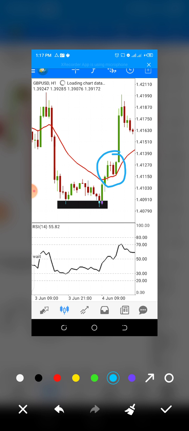So for this right now, we can see that this very structure was broken and then became retested, and now there is a price action candle here. This is the entry point.